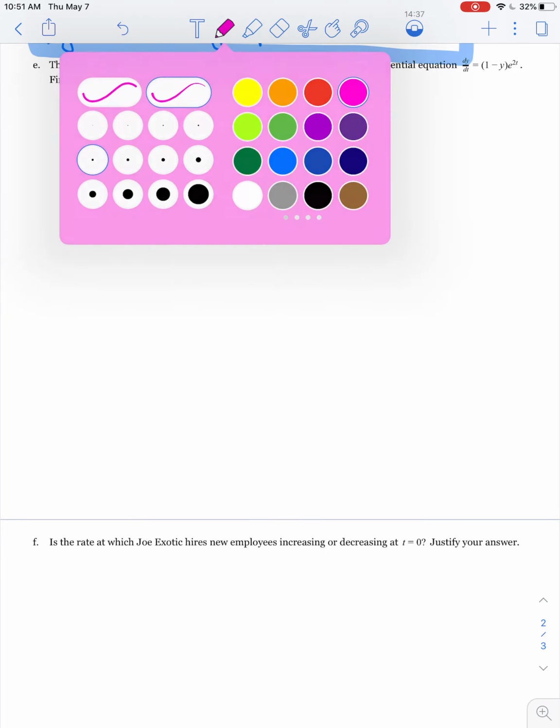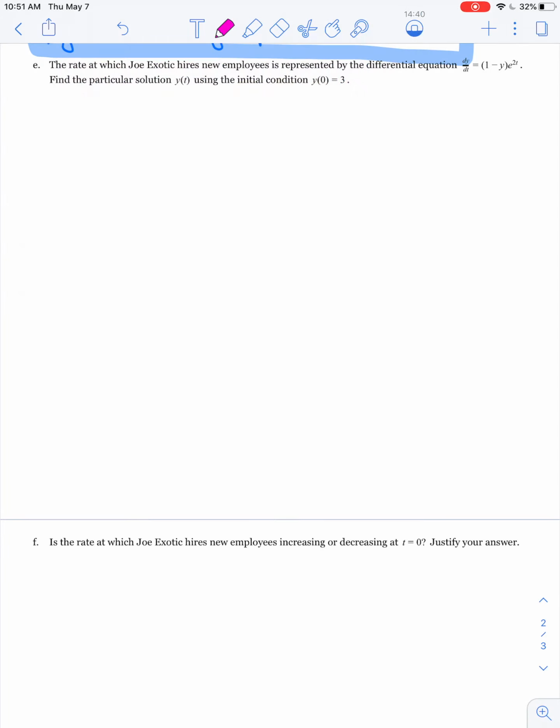So here we're being asked to use our knowledge of separable differential equations. Okay, so we have a differential equation, dy/dt is equal to (1 minus y) e to the 2t. To start this, we need to separate our variables. So we need to collect everything with y's on one side and everything with t's on the other side. So some quick algebra gives us dy over 1 minus y equals e to the 2t dt.